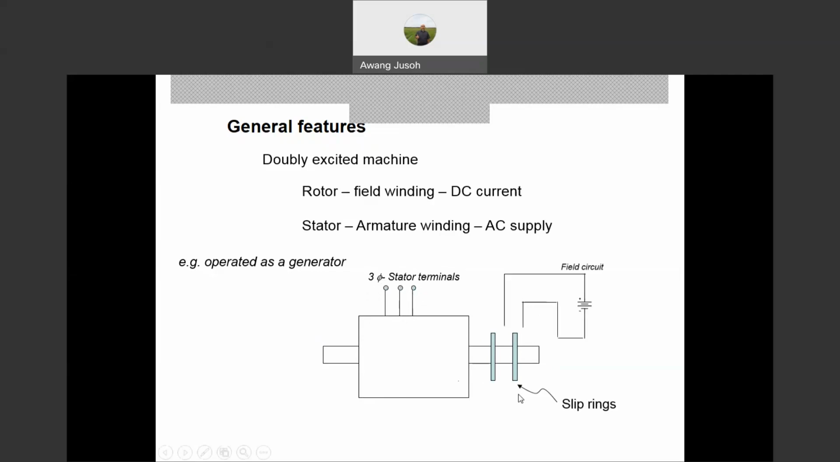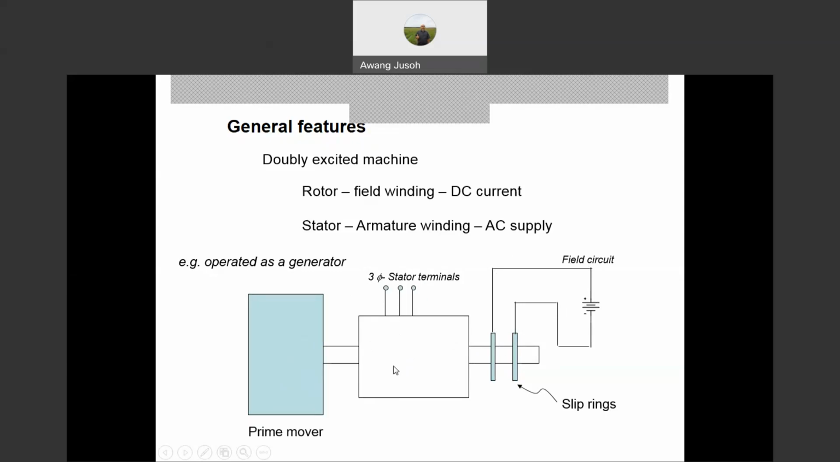And here at the slip ring, we inject the DC current. In the field winding, we have a DC supply. We inject DC current there through the slip ring. This current will flow to the rotor side to create the magnetic field there. So when the rotor starts to rotate at the synchronous speed, it will create the rotating magnetic field in the machine itself. And this is a prime mover, which depends on the kind of generator.